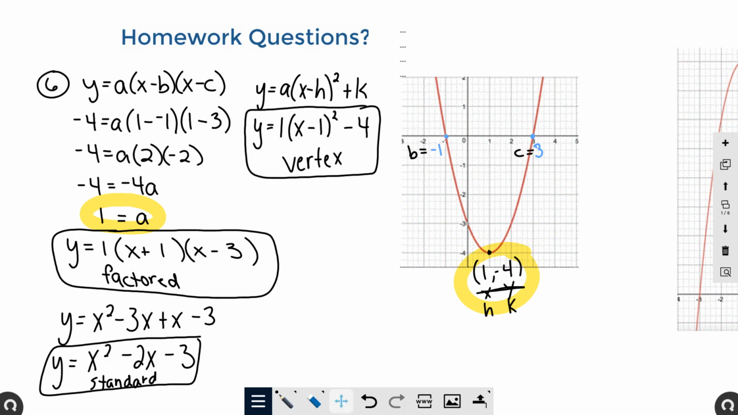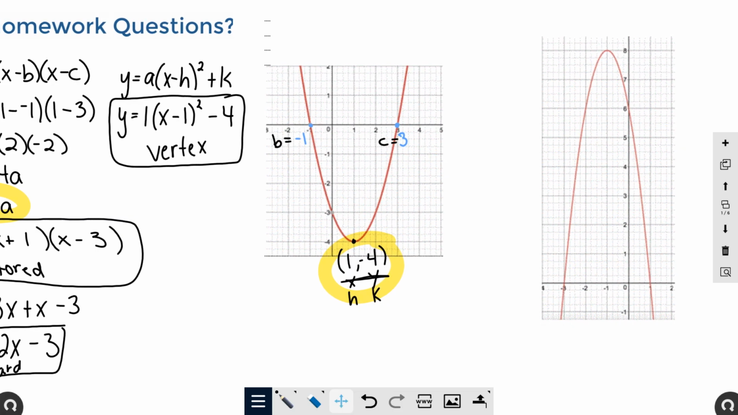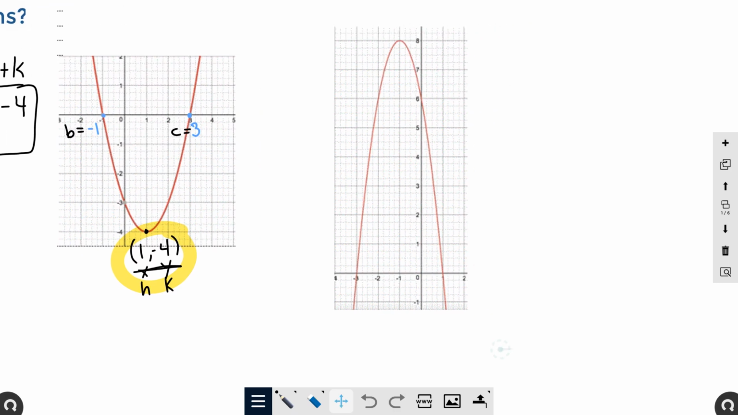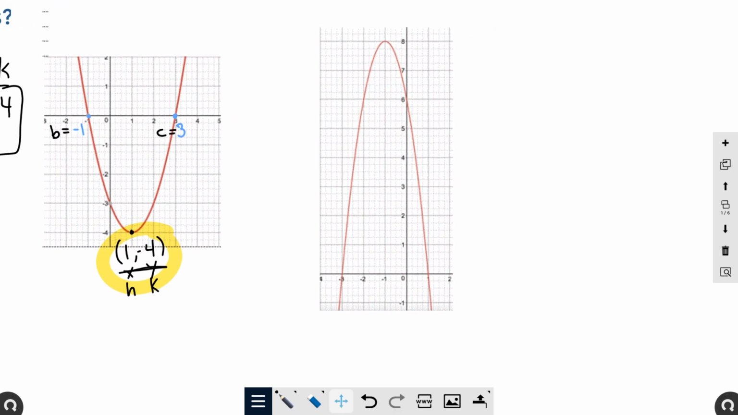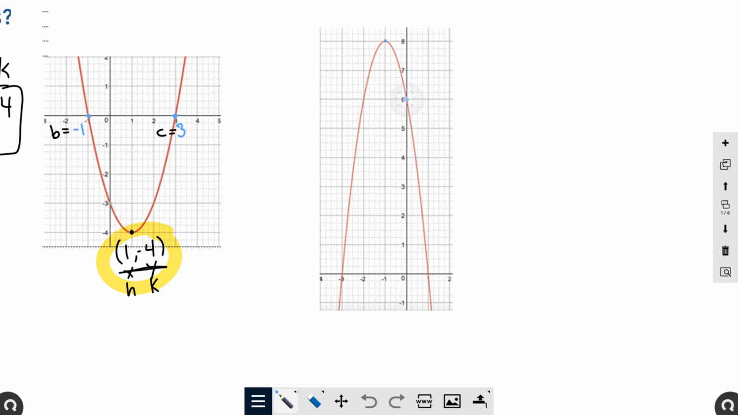Number 7. Is everybody okay with that if I move the screen? Is that too far? Everybody good? Okay. All right. With 7, let's do this one a different way. Instead of using x-intercepts, what else could you use? The vertex and the y-intercept.